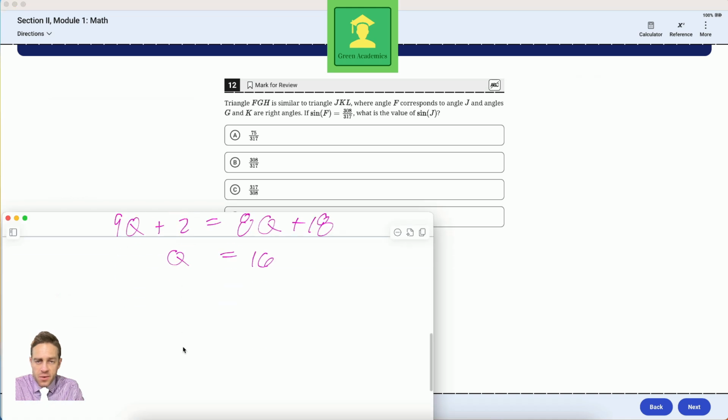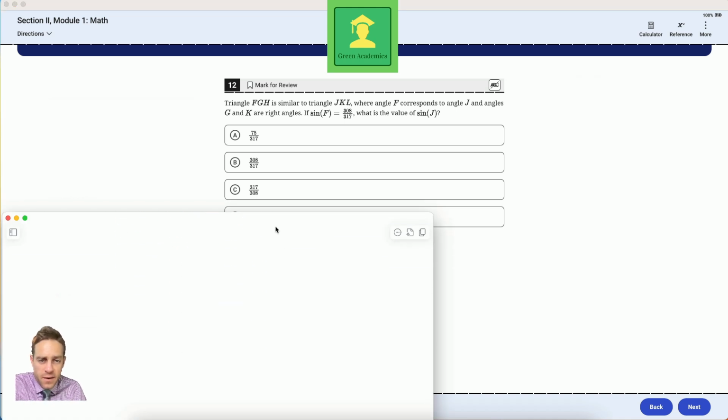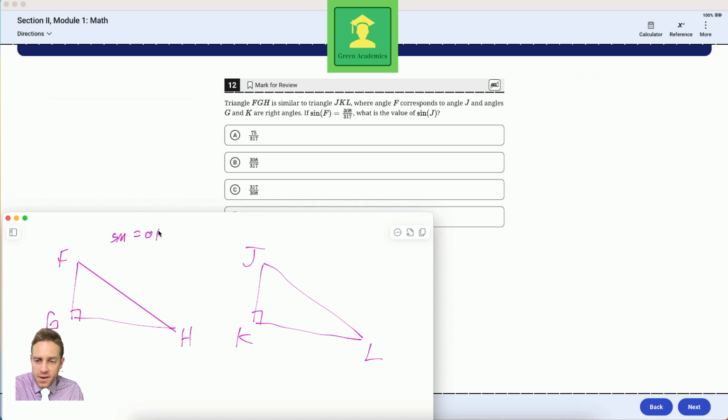Triangle FGH is similar to triangle JKL, where angle F corresponds to angle J and angles G and K are right angles. So make sure I draw this correctly. G is a right angle, so FGH corresponds with, or the G corresponds with the K. FGH JKL. So it looks like this. Sine of capital F, and of course the definition of sine is opposite over hypotenuse. So from the viewpoint of F as in Frank, opposite over here is 308, hypotenuse is 317.